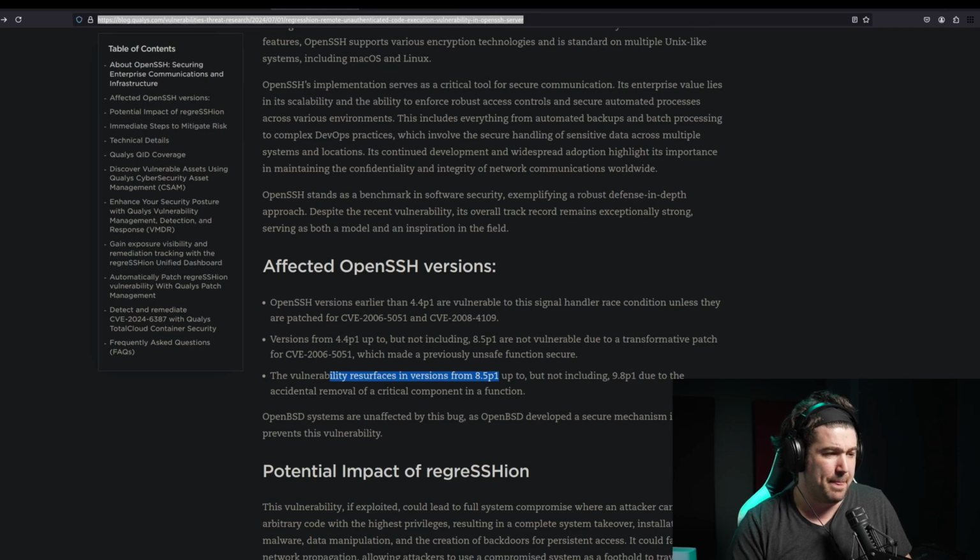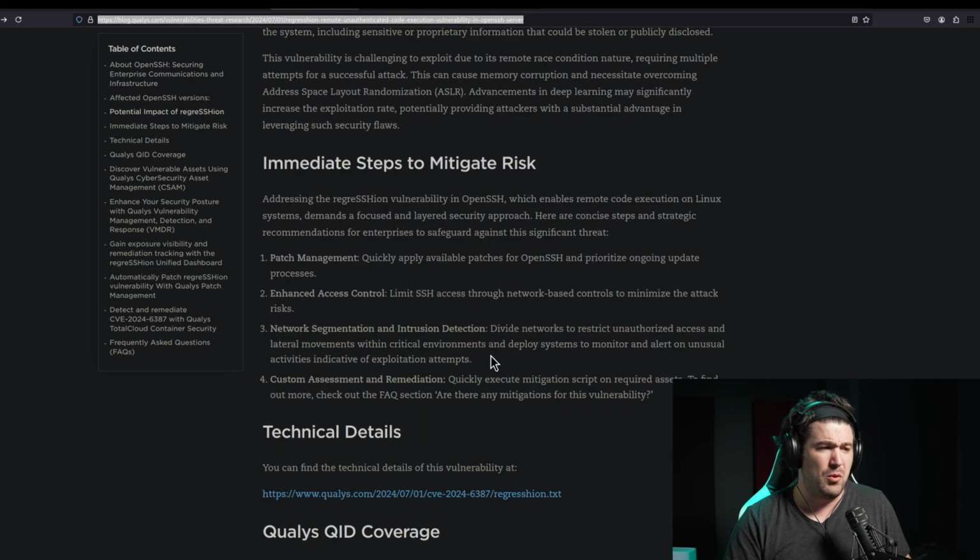That's kind of the end game there. Now, what I want us to jump to is basically immediate steps to mitigate risks. If you're running OpenSSH servers, let's talk about immediate steps to mitigate those risks.